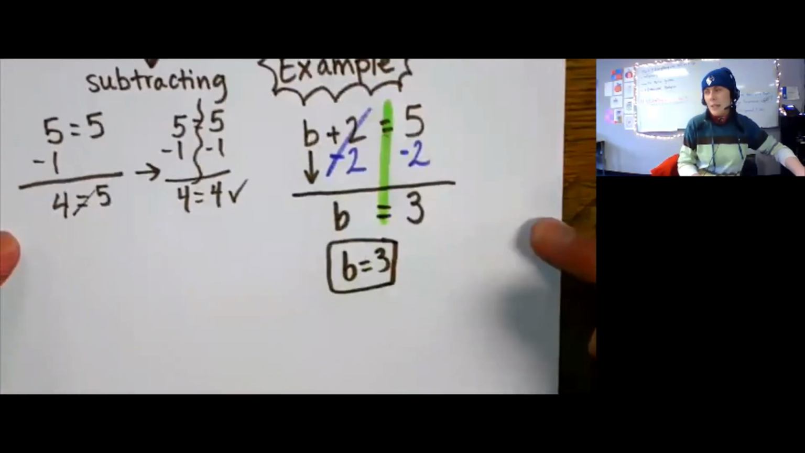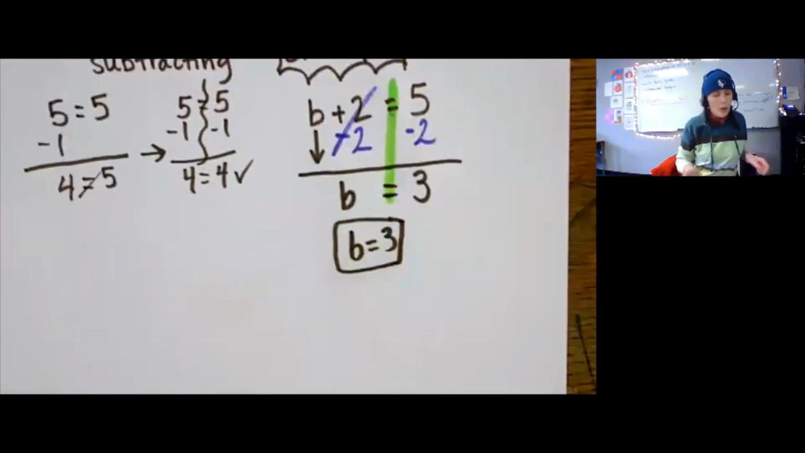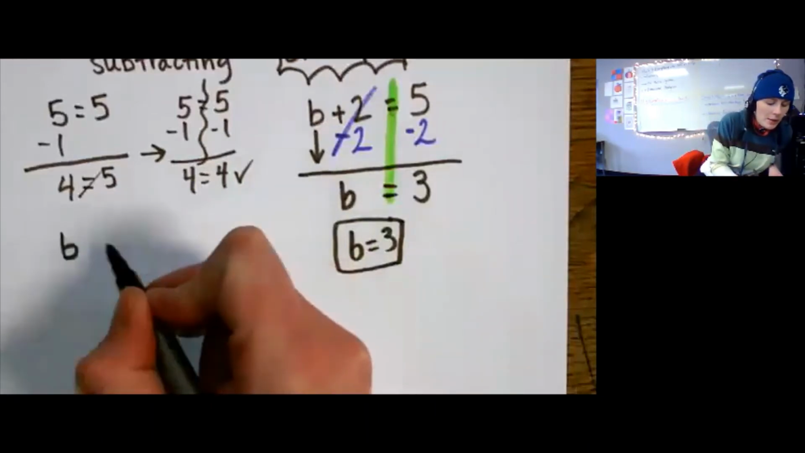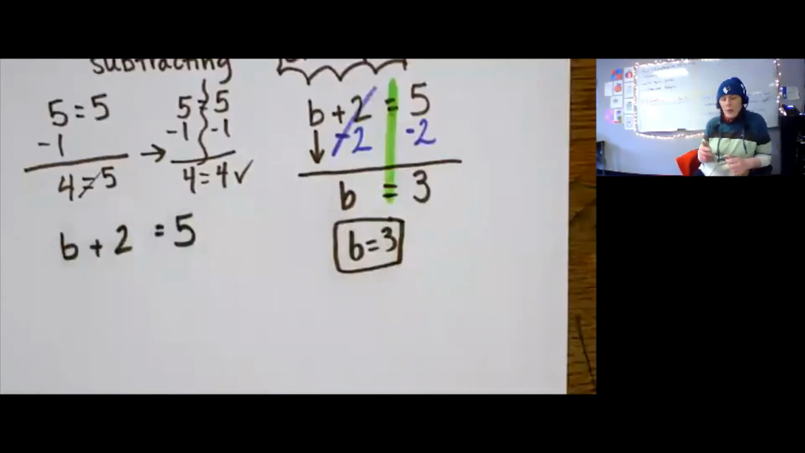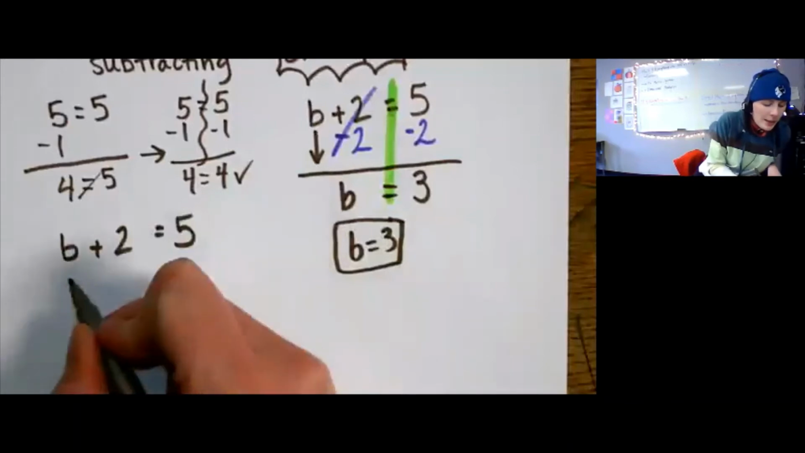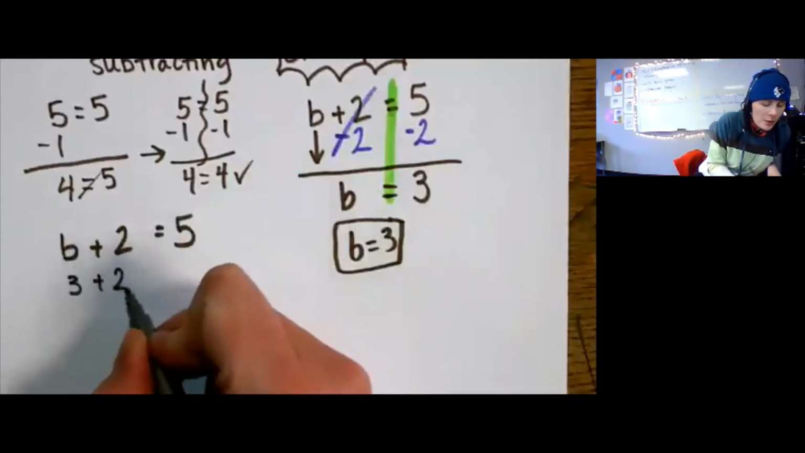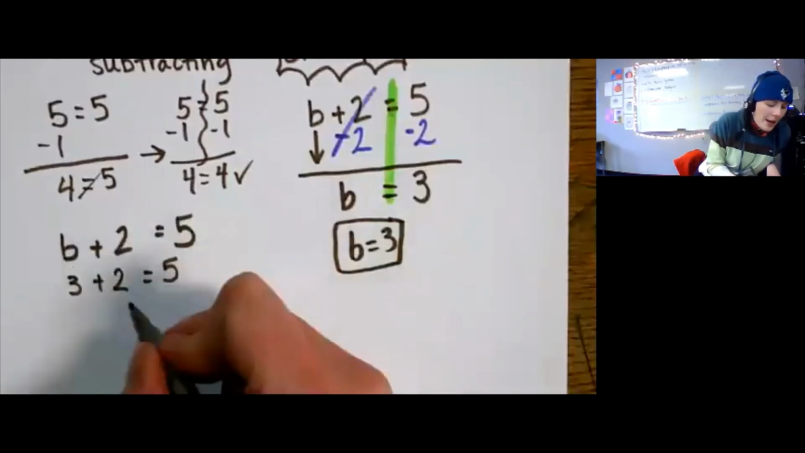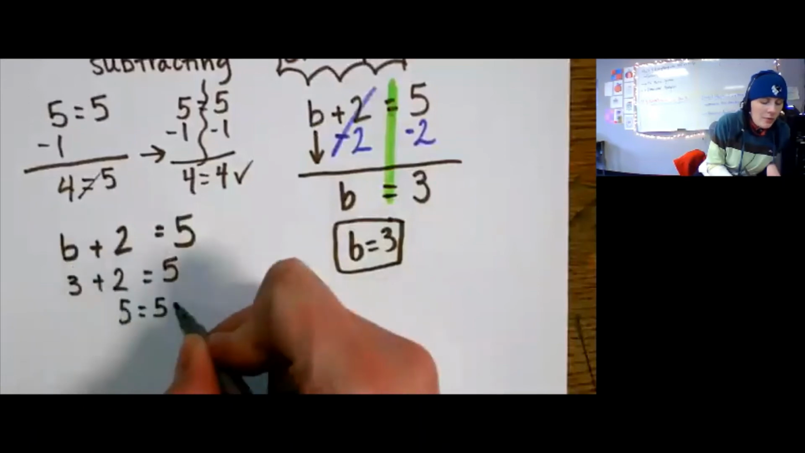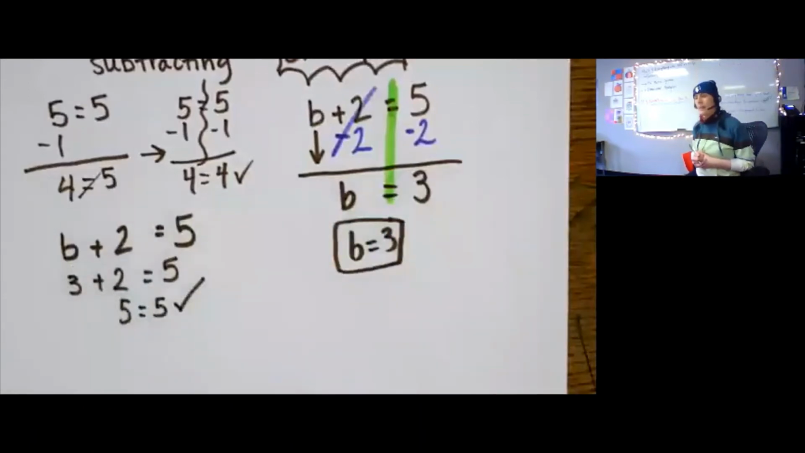As always, you need to make sure that you are checking your work. So we will check our work by first rewriting the equation. b plus 2 equals 5. We now know that b is equal to 3. That's the answer that we've come to. So wherever I see b, I'm going to rewrite it with a 3 instead. So if I did this correctly, 3 plus 2 should equal 5. And it does. So we checked our work. We know that that is the correct answer.